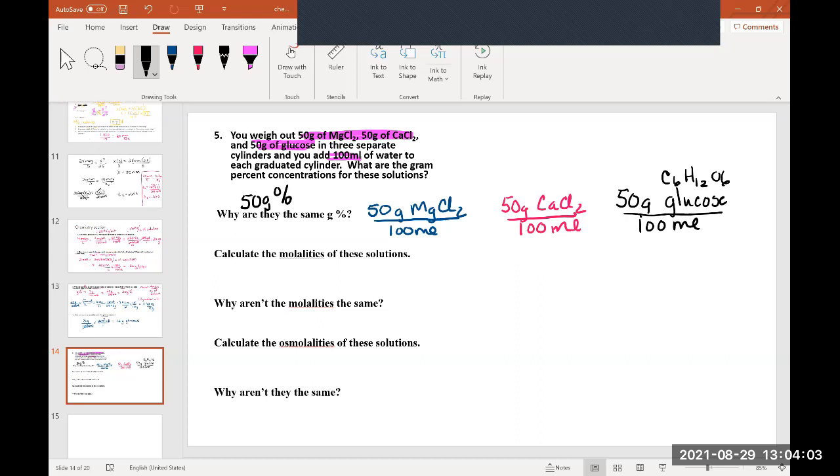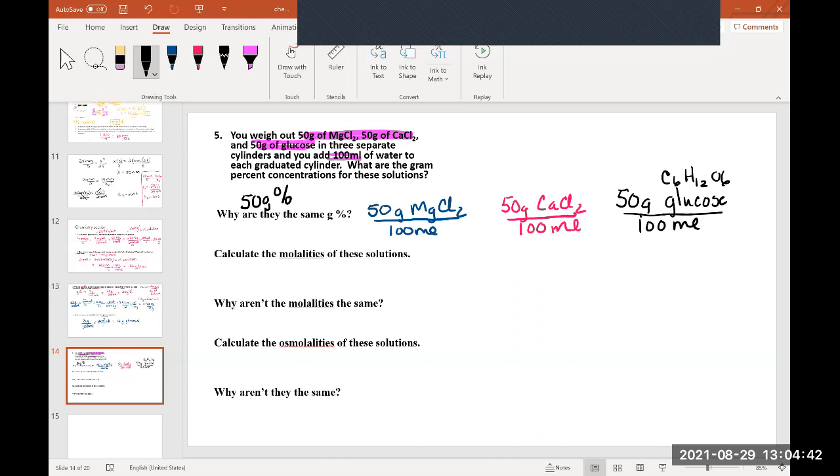Why is it the same? For all 3 solutions, there were 50 grams of either magnesium chloride or calcium chloride or glucose dissolved in 100 milliliters of solution. So that's why they're all the same. That's why grams percent or versions of it like milligrams, micrograms percent is so useful in a clinical setting because it means you don't need molecular weights. It's the most simple way to describe concentration of a solution.